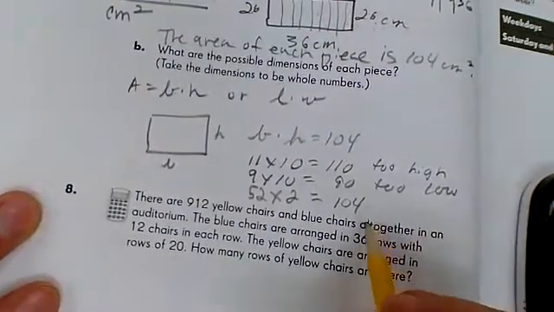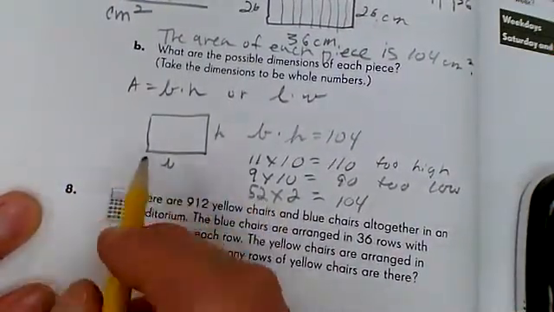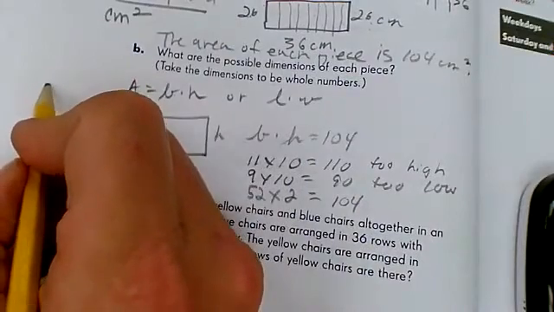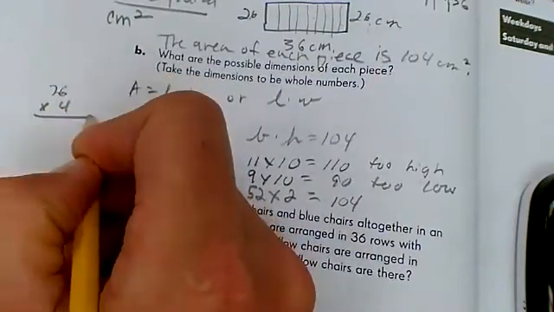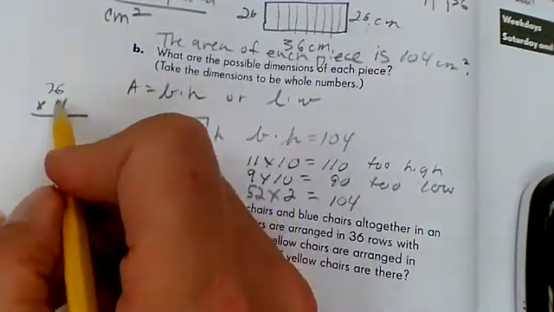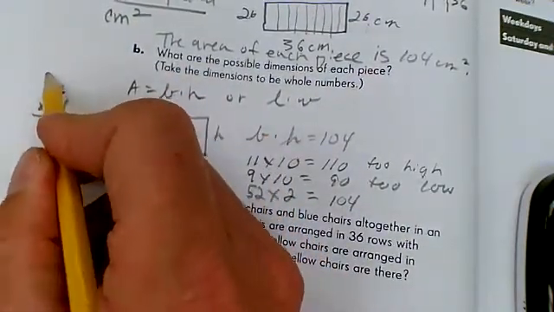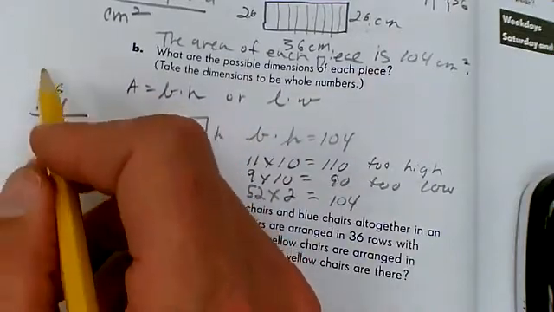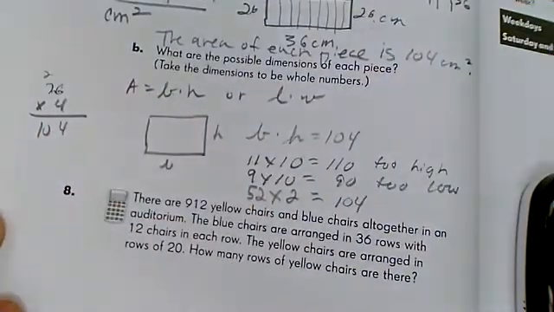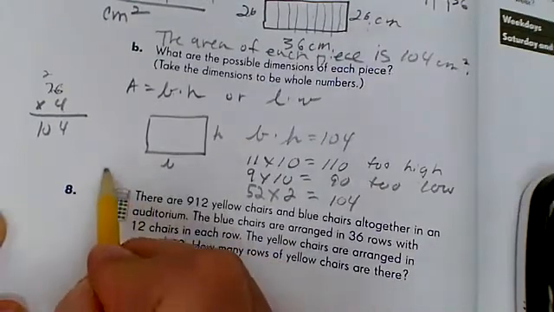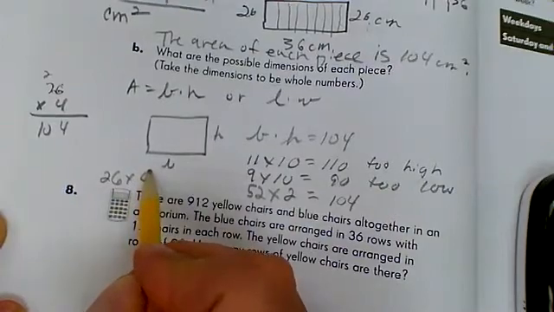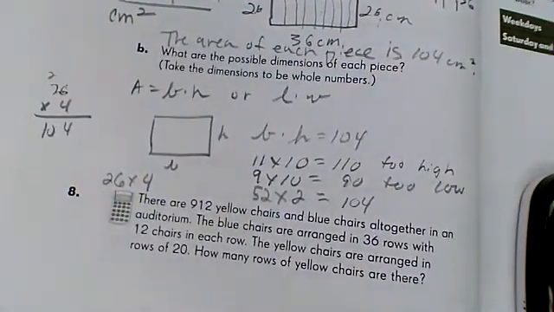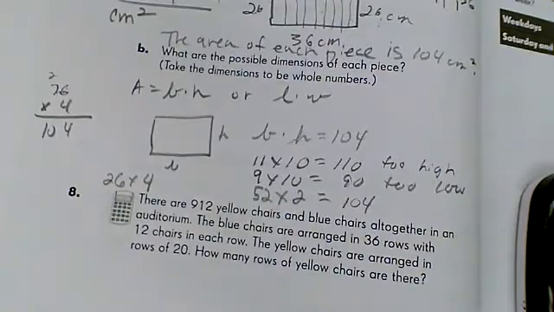Luna? 26 times 4. Let's try that. 26 times 4. Let's see. 4 times 6 is 24, right? Carry my 2. 4 times 2 is 8 plus 2 is 10. That's 104 too. So it could be 26 times 4, unless there's rules about the slivers. What do you think? What are you thinking, Ridley? 13 times 8. Okay, let's try that.